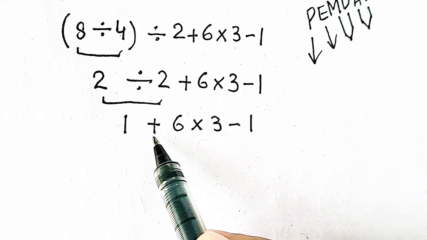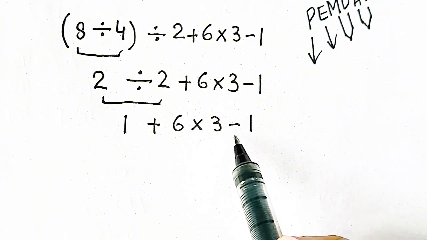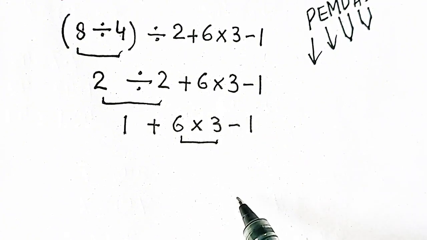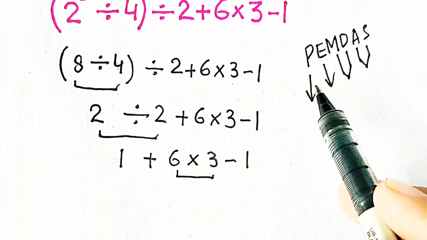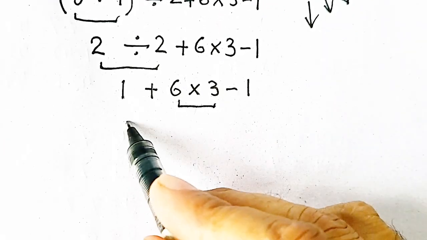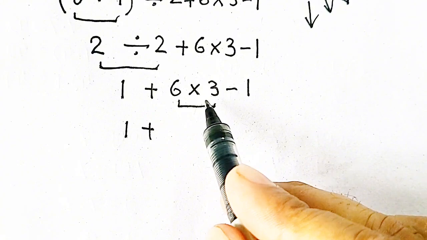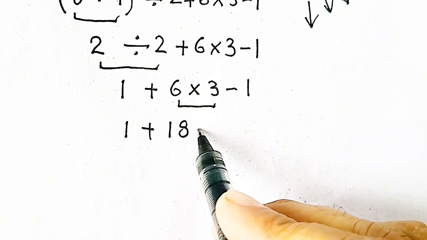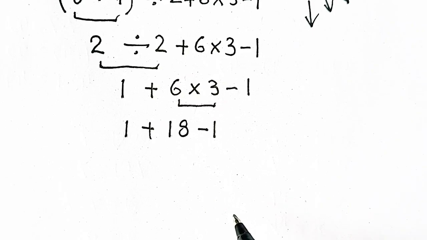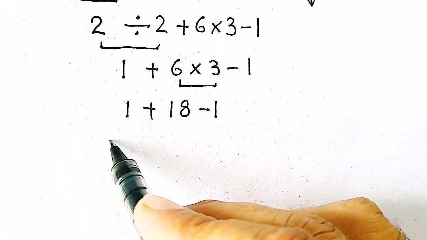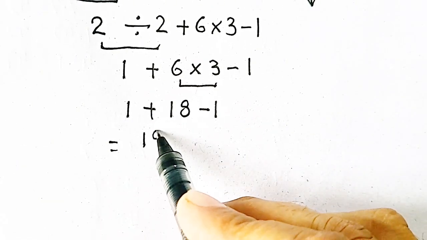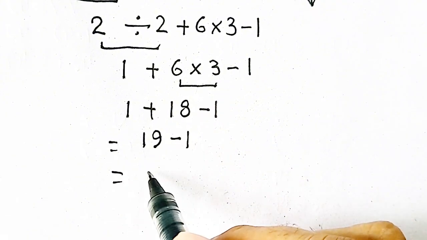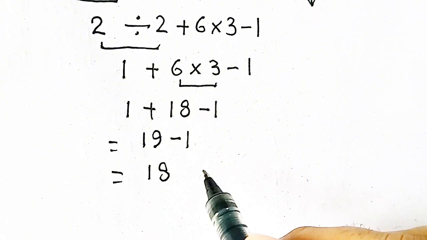Now here we have multiplication, addition and subtraction, but we will prefer multiplication according to the PEMDAS rule. So 1 plus 6 times 3, we will get 18 minus 1. Here, 1 plus 18 is equal to 19 minus 1, and 19 minus 1 is equal to 18.